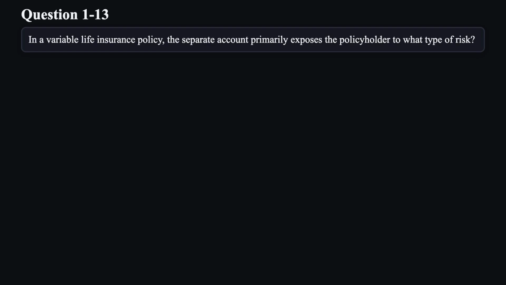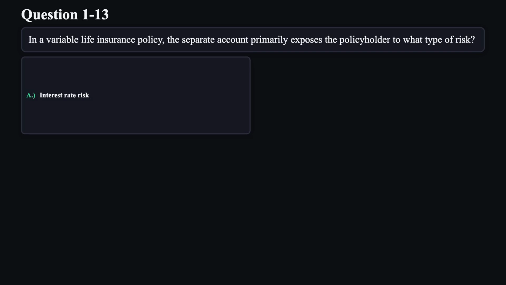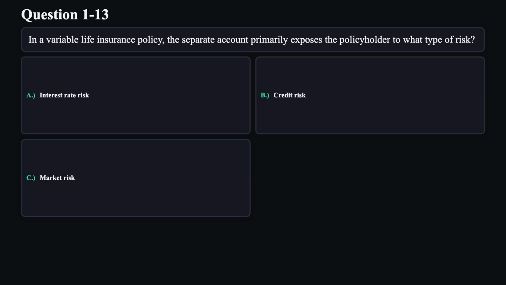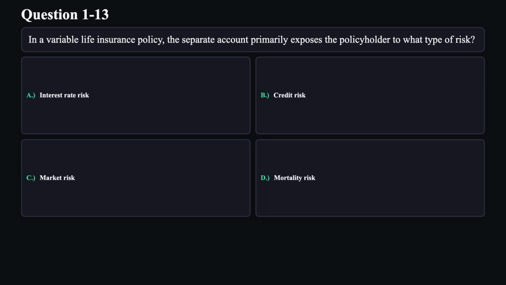Question 13. In a variable life insurance policy, the separate account primarily exposes the policyholder to what type of risk? A. Interest rate risk. B. Credit risk. C. Market risk. D. Mortality risk.